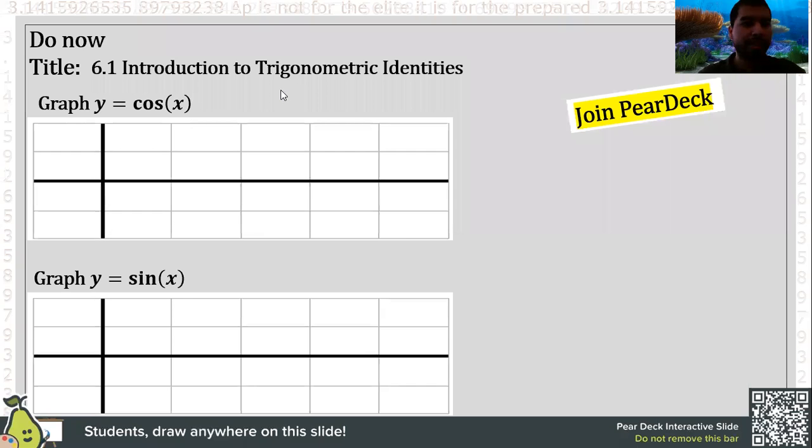Hello everyone. Today we're going to go ahead and learn about our new chapter, which is trigonometry. And today we're going to start with an introduction of trig identities. So go ahead and pause the video and graph one period of cosine and one period of sine.